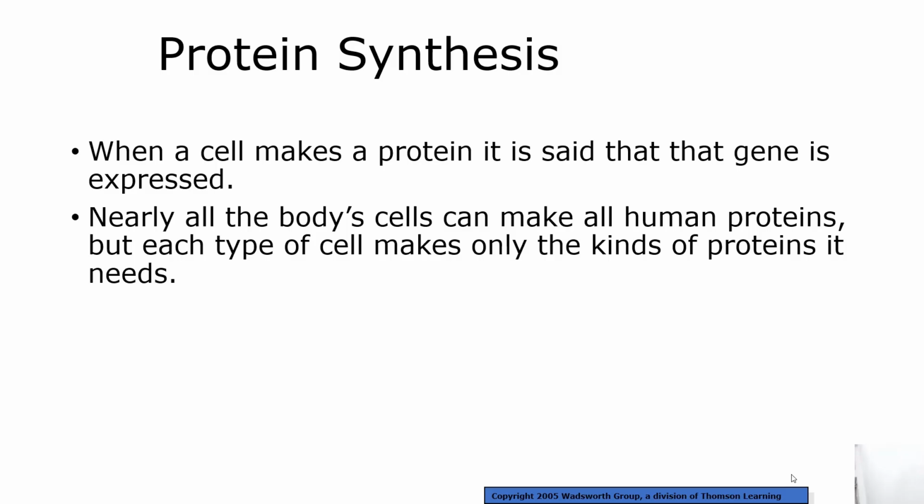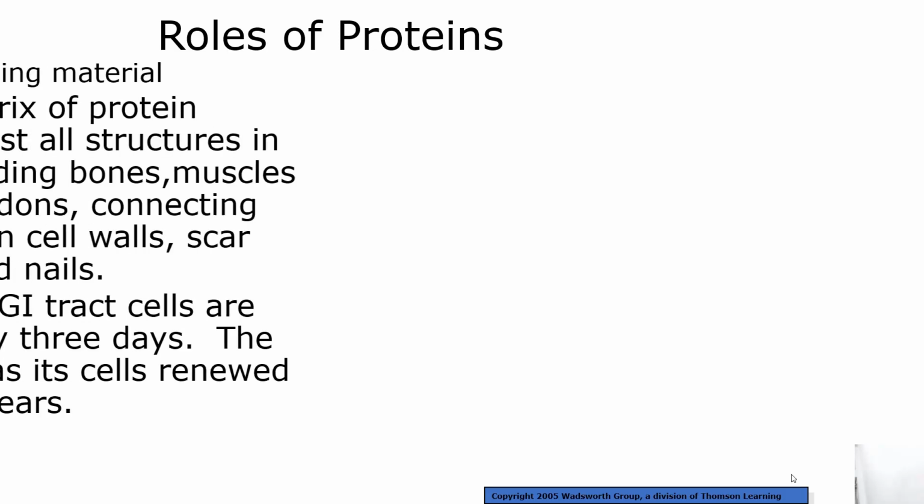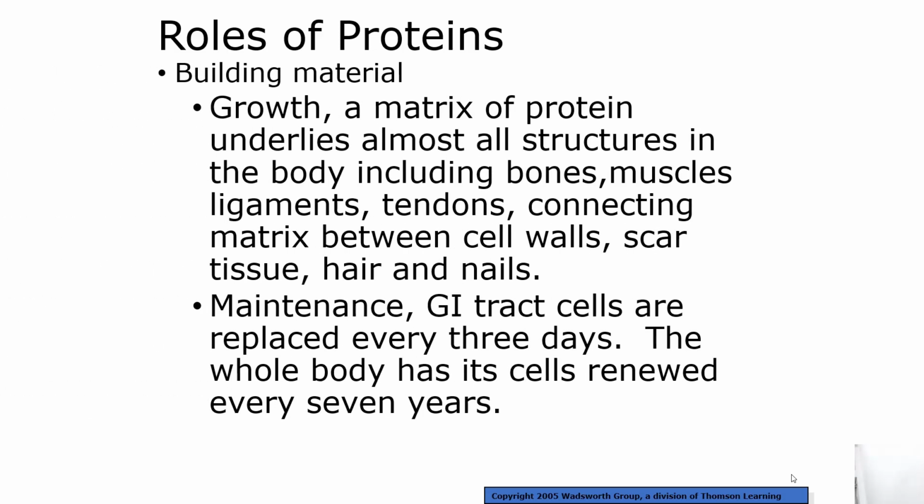So when a cell makes a protein, it is said that the gene is expressed. Nearly all the body cells can make all human proteins, but each type of cell makes only the kinds of proteins it actually needs. So what will be the role of proteins? It can be a building material, like for growth.